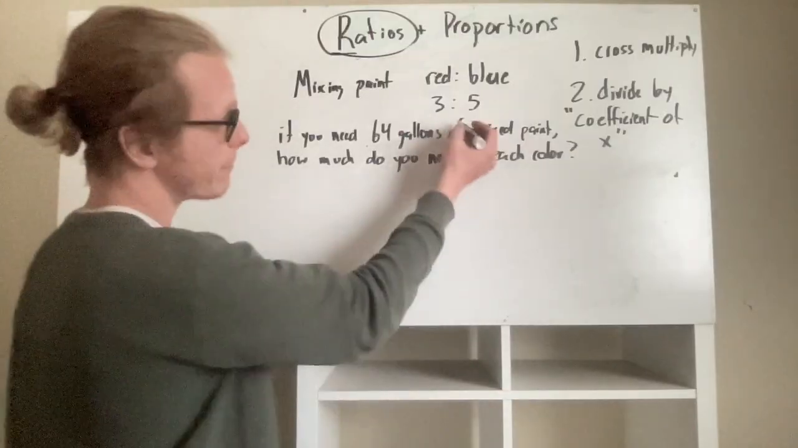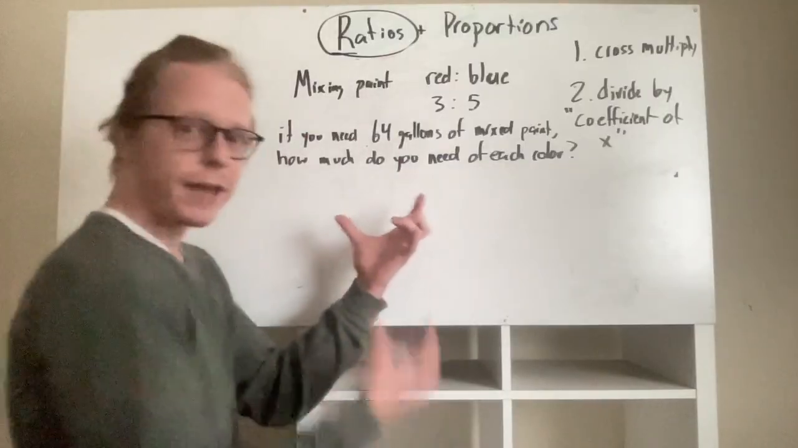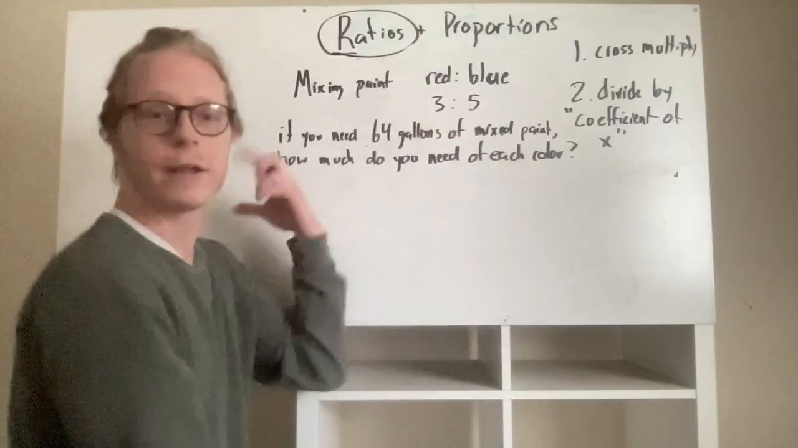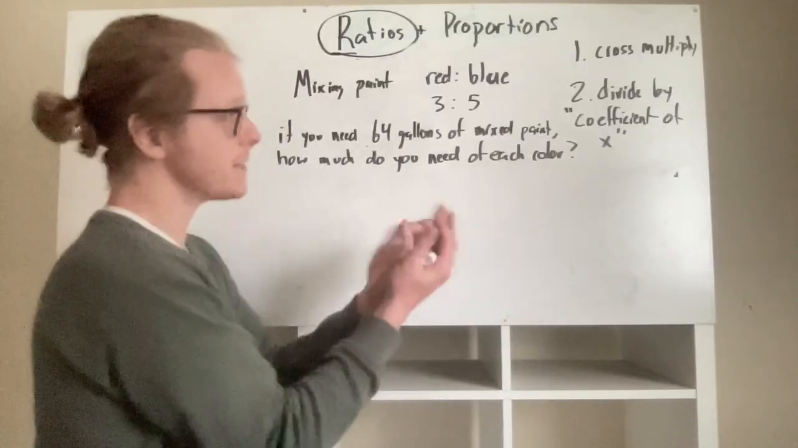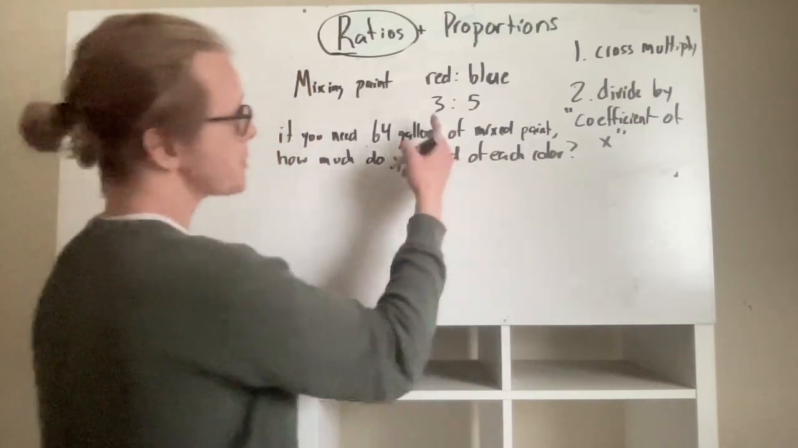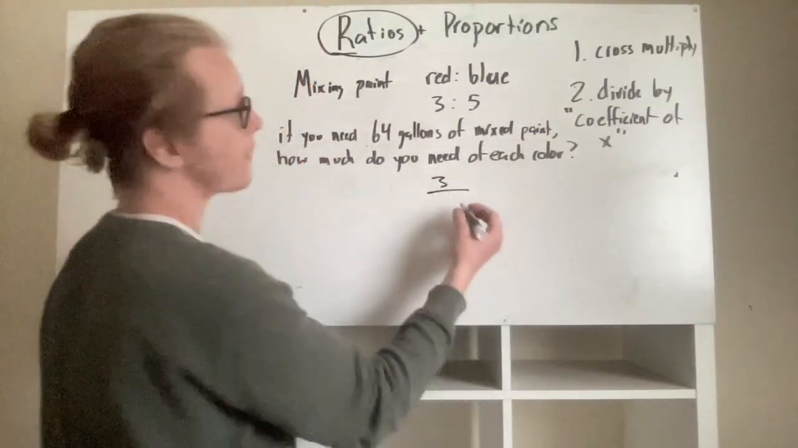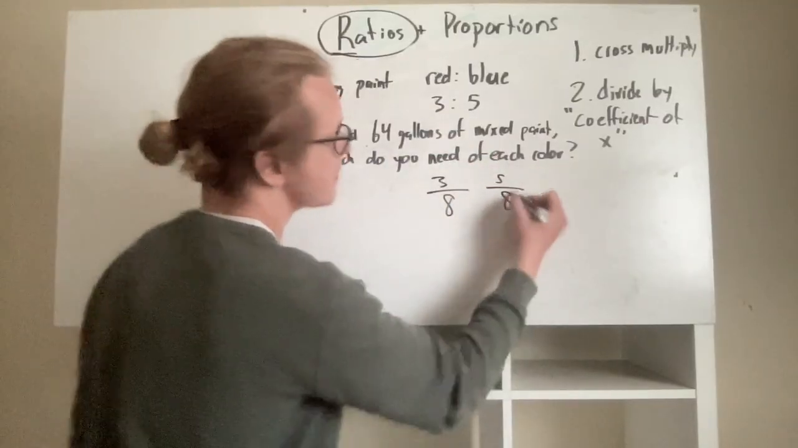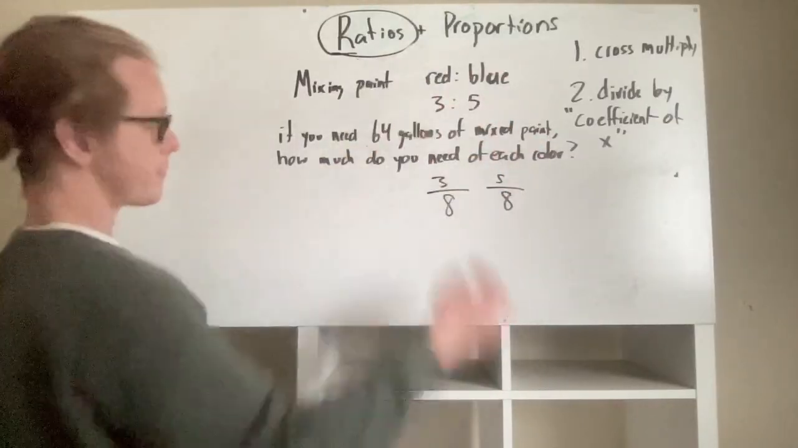Let's convert these to fractions. If I take 3 parts red paint and 5 parts blue paint and put them together, how many parts of paint, or we can think about it as gallons, 3 gallons of red and 5 gallons of blue. Together that's 8, that'll make 8 gallons of mixed paint. So I could express these as fractions with the denominator of 8. This is 3/8 and this is 5/8 of my total paint. The blue needs to be 5/8, the red needs to be 3/8.